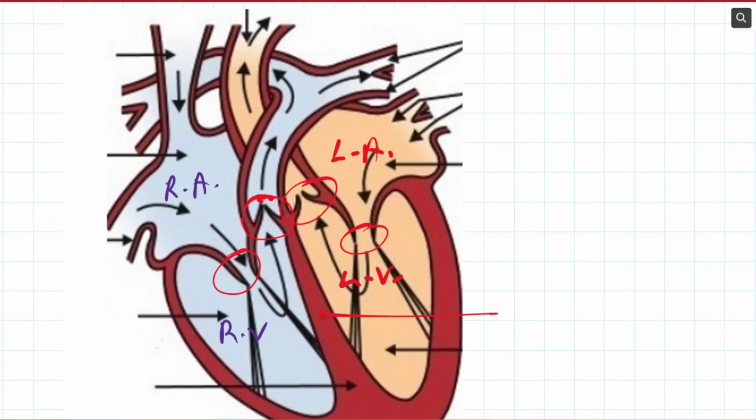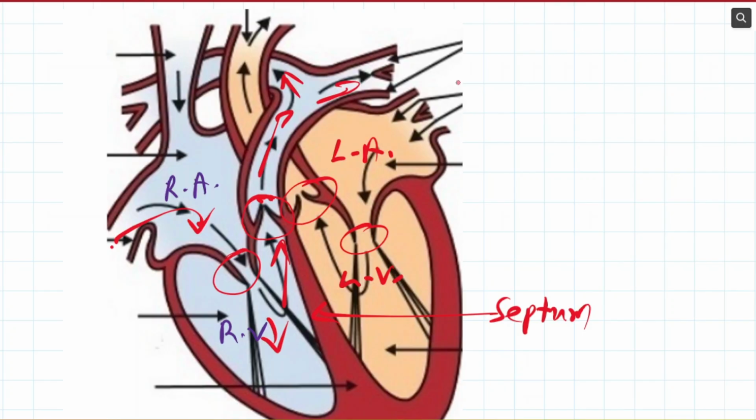Remember, these are the partition, or you can say septum. Okay, the plural form of that is septa, to prevent intermixing of the blood. Again, deoxygenated blood comes into the right atrium, from the right atrium to the right ventricle, from the right ventricle to the pulmonary artery, to the respective lungs, where it is getting oxygenated.